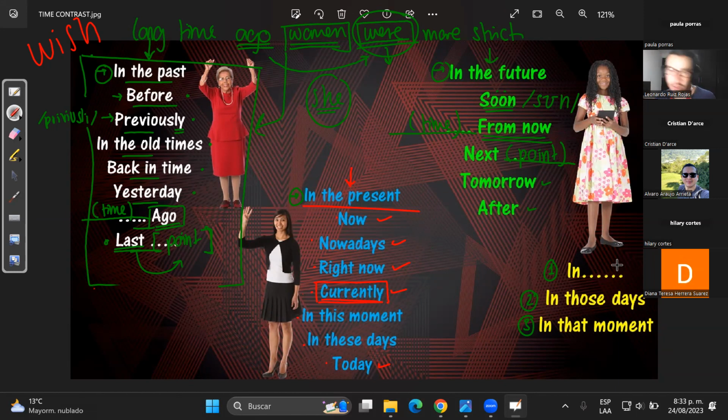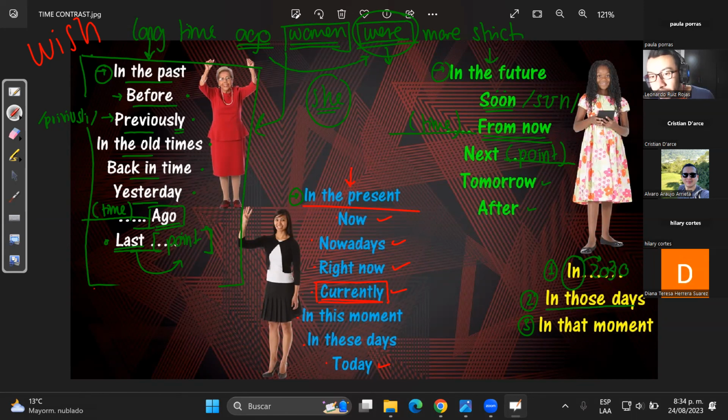What do you think? Is it for the future, for the present, or for the past? Se puede usar para las tres, ¿no? Okay, very good. Especially for future and past. For example, if I say in 2010, do you think that is future or past? Past. But if I say in 2030, is it past or future? Future. So the expression depends on the year or on the expression that it has afterwards.